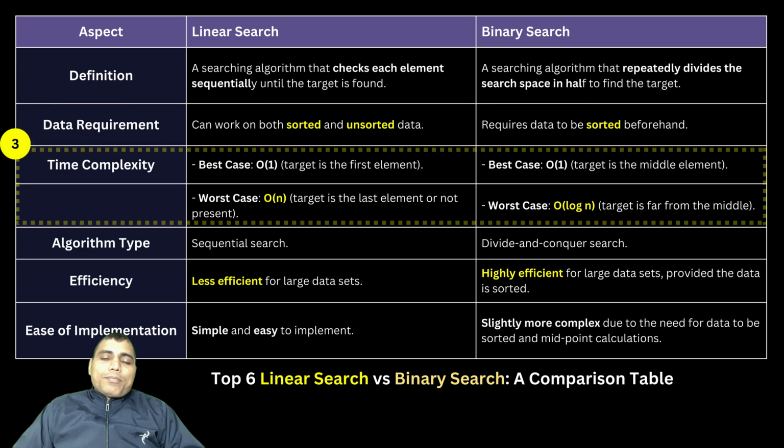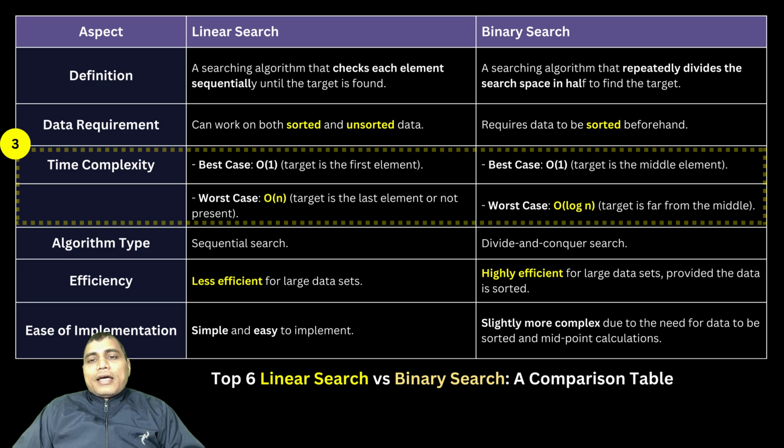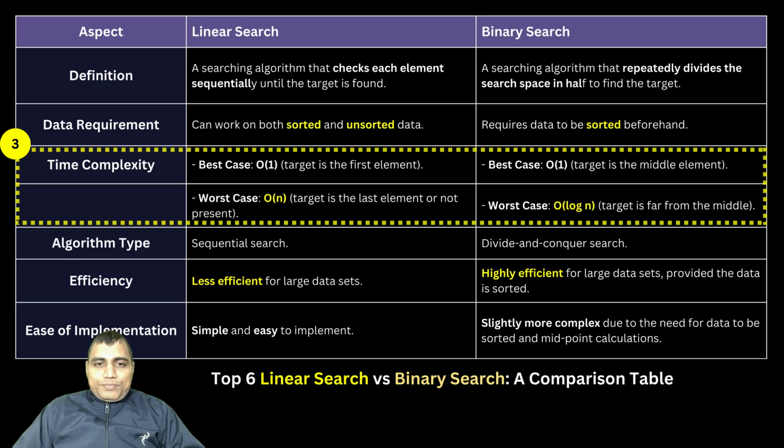Number 3, time complexity. The time complexity for linear search in the best case scenario is O of 1, whereas the time complexity for binary search in the best case scenario is also O of 1. The time complexity for linear search in the worst case scenario is O of n, whereas for binary search in the worst case scenario it is O of log n.